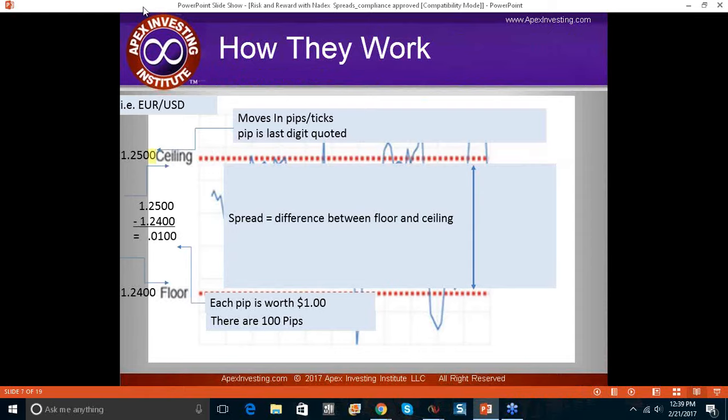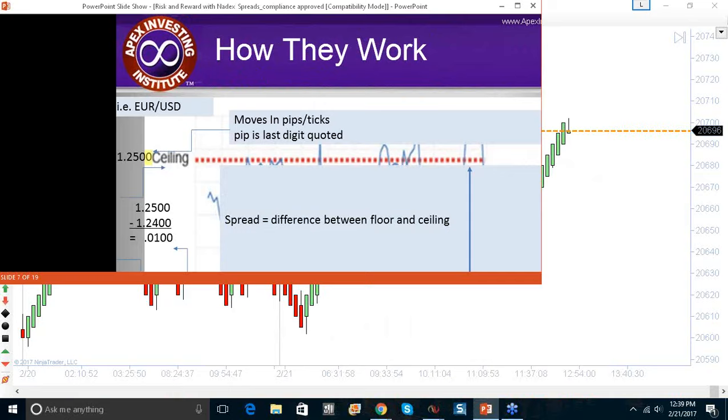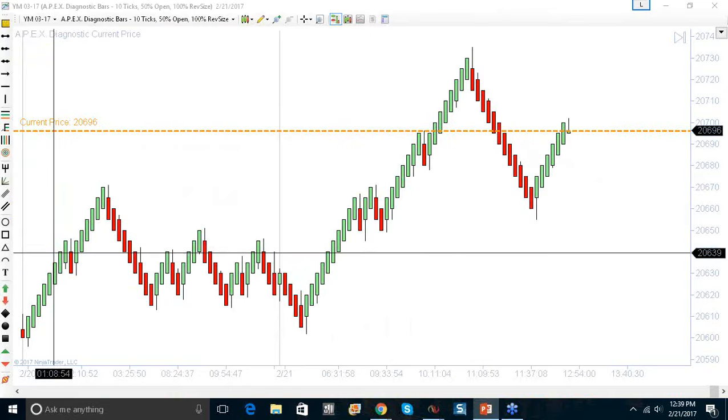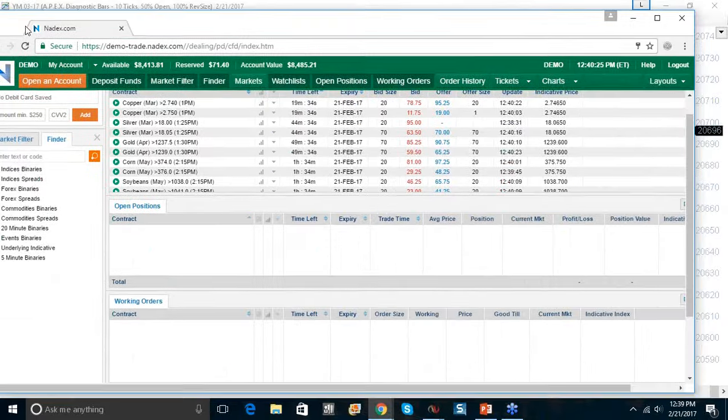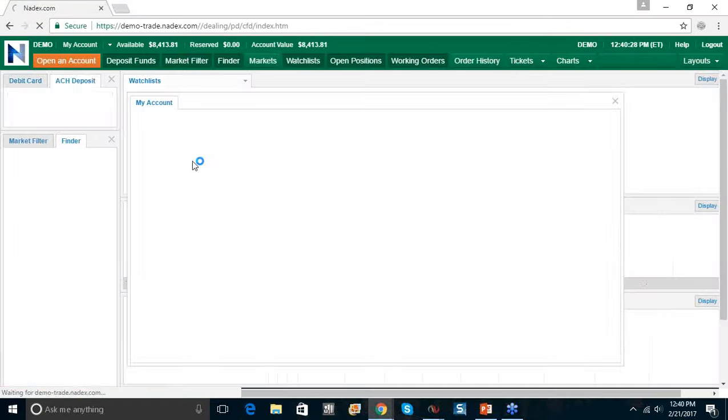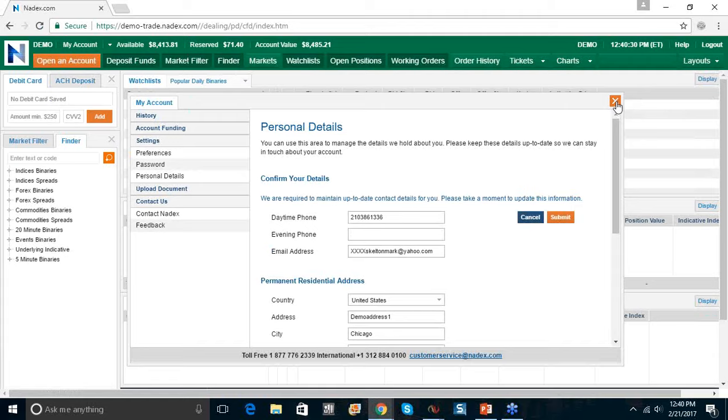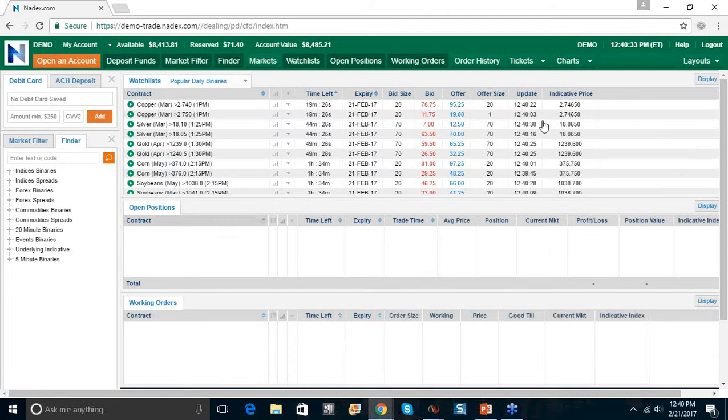So you can go back through and catch up on those basics and how they work. What I want to do real quick is pull up the Nadex platform. I may have to log back in. I want to talk a little bit about something. I know a lot of you are binary traders, so let's talk about binaries just real quick for a second to establish something here.